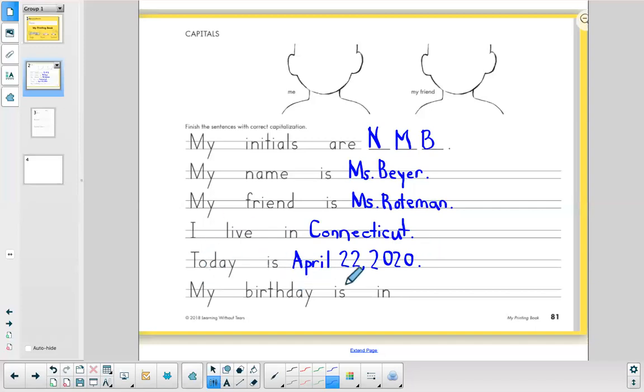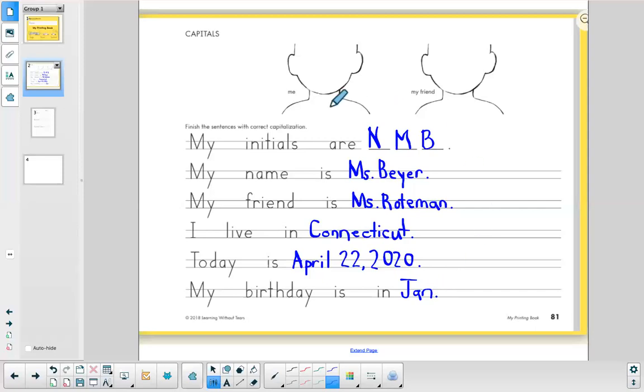My birthday is in. For this last one, I want to use an abbreviation. So I want to think back to what we did on Monday in handwriting and abbreviate the month of my birthday. I was born in January. So how would I abbreviate January? A capital letter, J-A-N, and then my abbreviation needs to have that period.